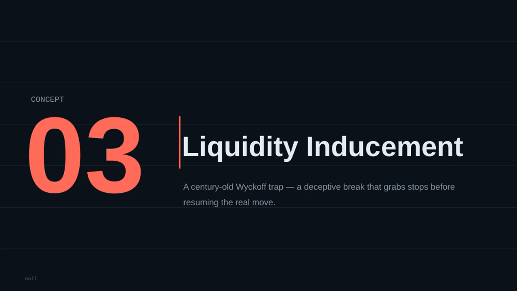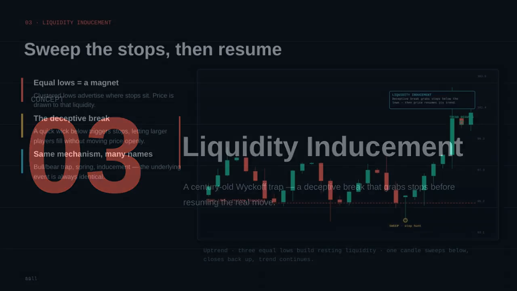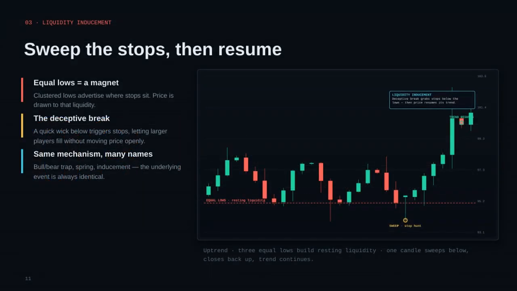Concept 3, liquidity inducement, a century-old Wyckoff trap, a deceptive break that grabs stops before resuming the real move. Sweep the stops, then resume. 3 equal lows build resting liquidity, a magnet for price. One candle sweeps below, closes back up, and the trend continues.